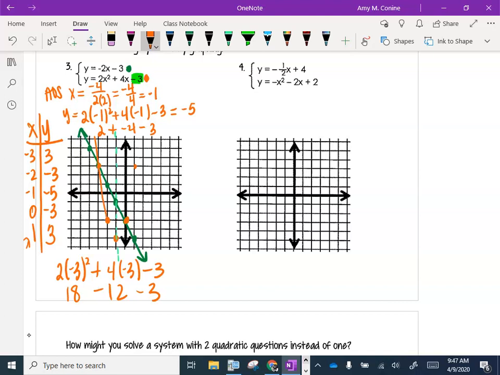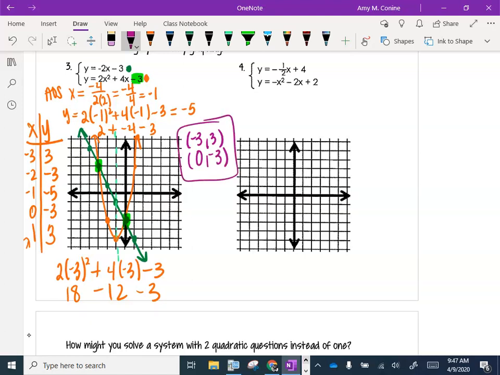Okay, so it looks like we have two intersections. We've got an intersection right here, and we've got an intersection right here. So our first intersection is at -3, +3, and our other intersection is actually the y-intercept of 0, -3. And that would be your answer.